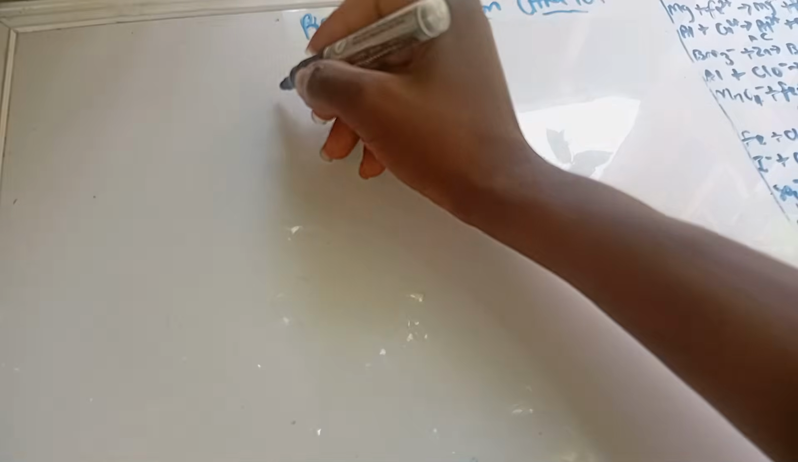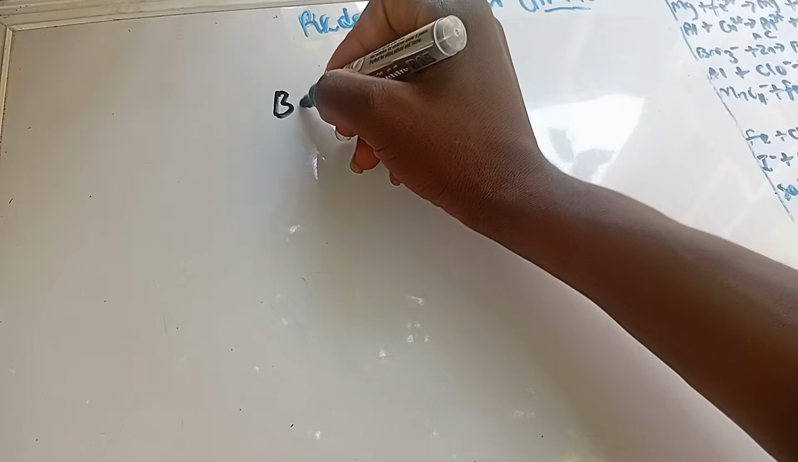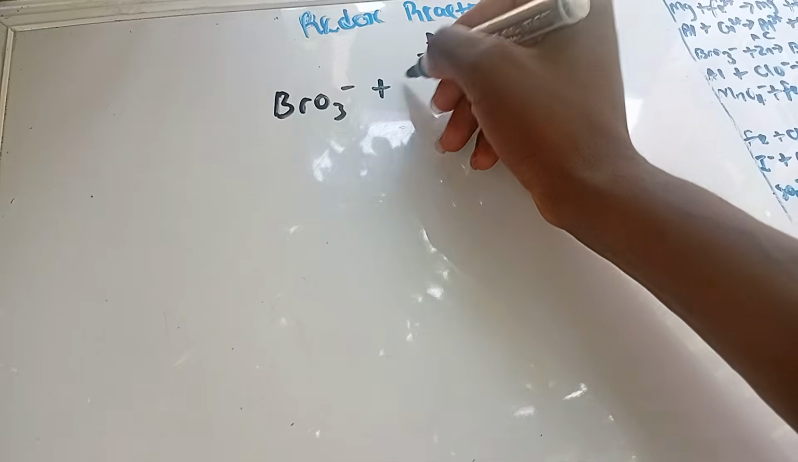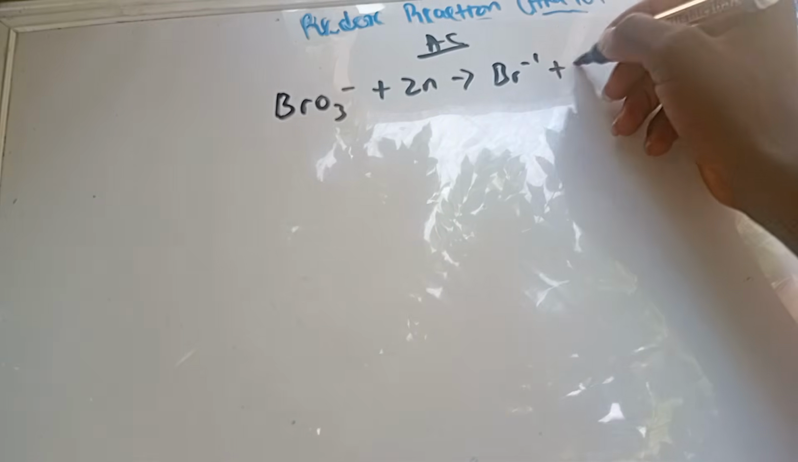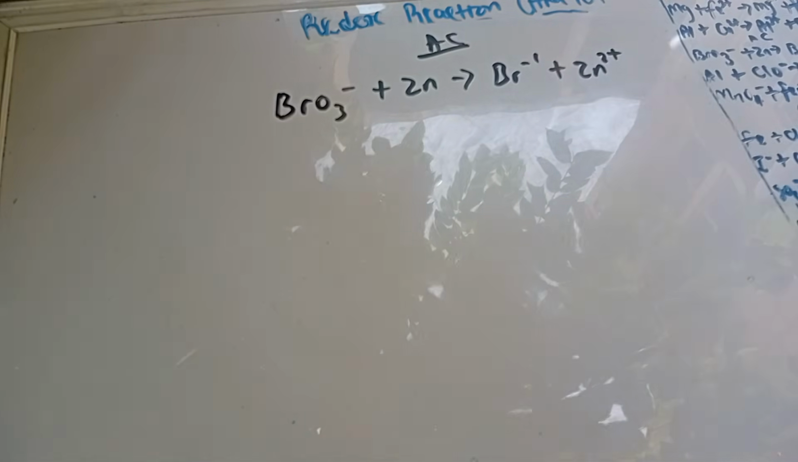Now, the first question we'll be dealing with here are bromine and zinc. When we have BrO3- plus Zn to give us Br- plus Zn2+.